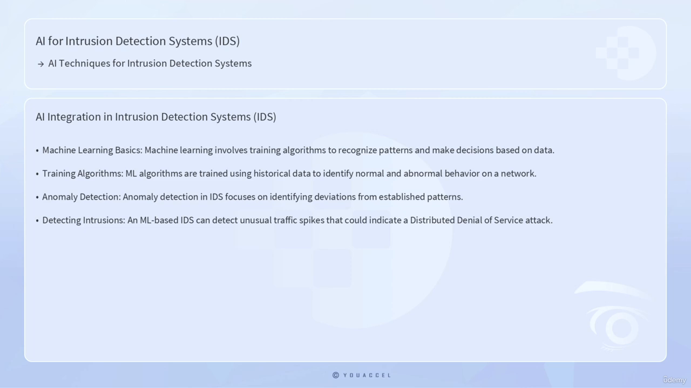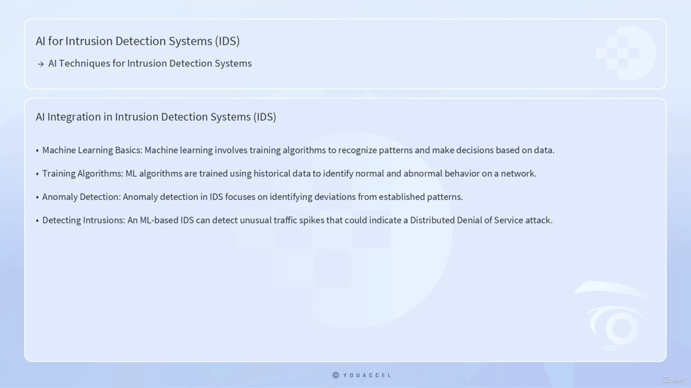Machine learning, a subset of AI, involves training algorithms to recognize patterns and make decisions based on data. In the context of IDS, ML algorithms are trained using historical data to identify what constitutes normal and abnormal behavior on a network. This training enables the IDS to detect anomalies that may signify an intrusion.